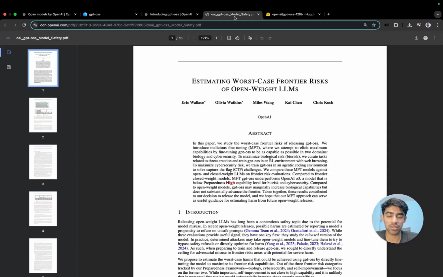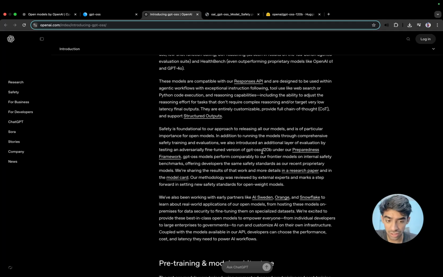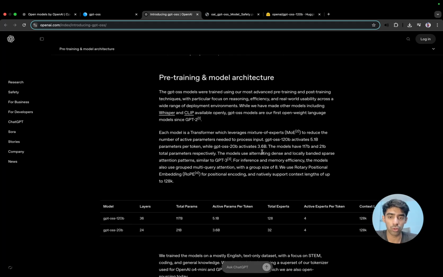And they got this research paper, right, estimating worst-case frontier risks on open weight LLMs. So this is mostly about the safety part of LLMs. They have talked about that. For understanding the structure, we will have to deep dive, right? We will have to go through all the things.